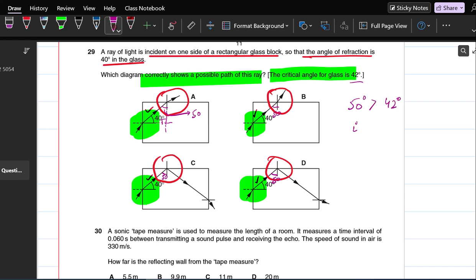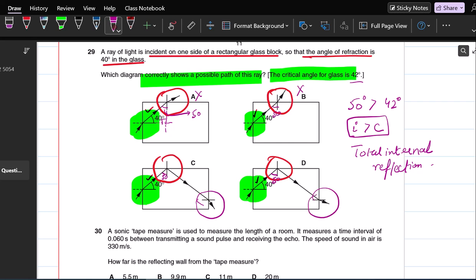It means the angle of incidence is greater than the critical angle. And if this happens, it means total internal reflection will occur. So A is not right, B is not right. So in C and D, total internal reflection is not there. So here we have to decide again based on this end which is going to be the right option.